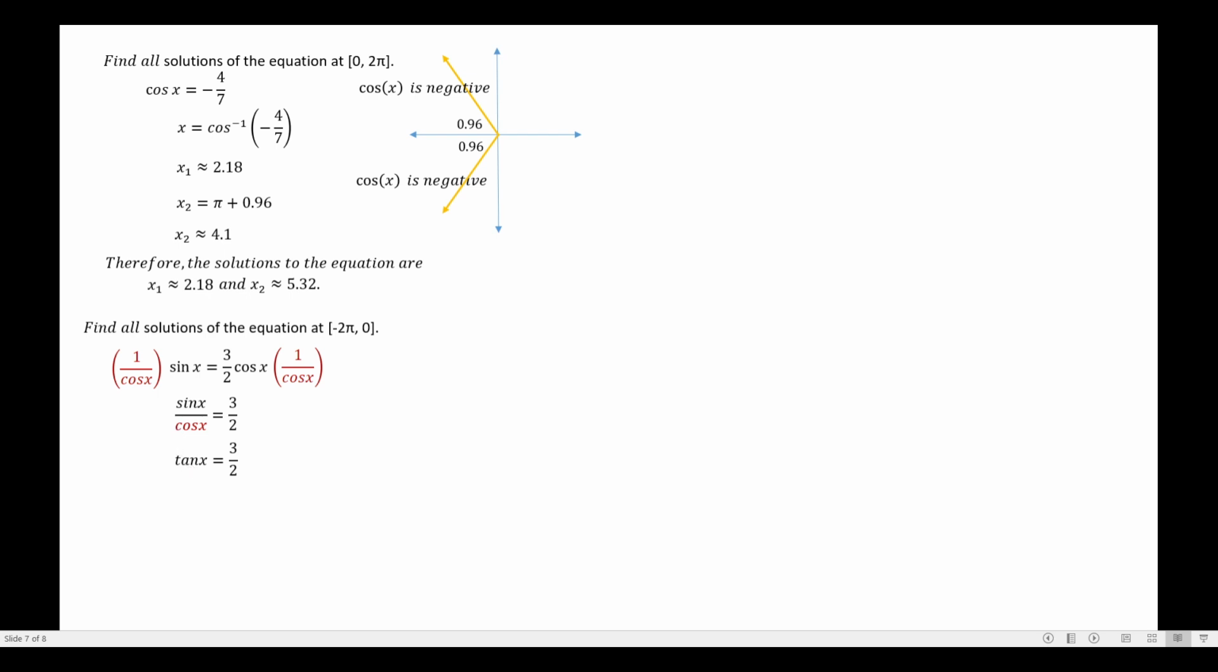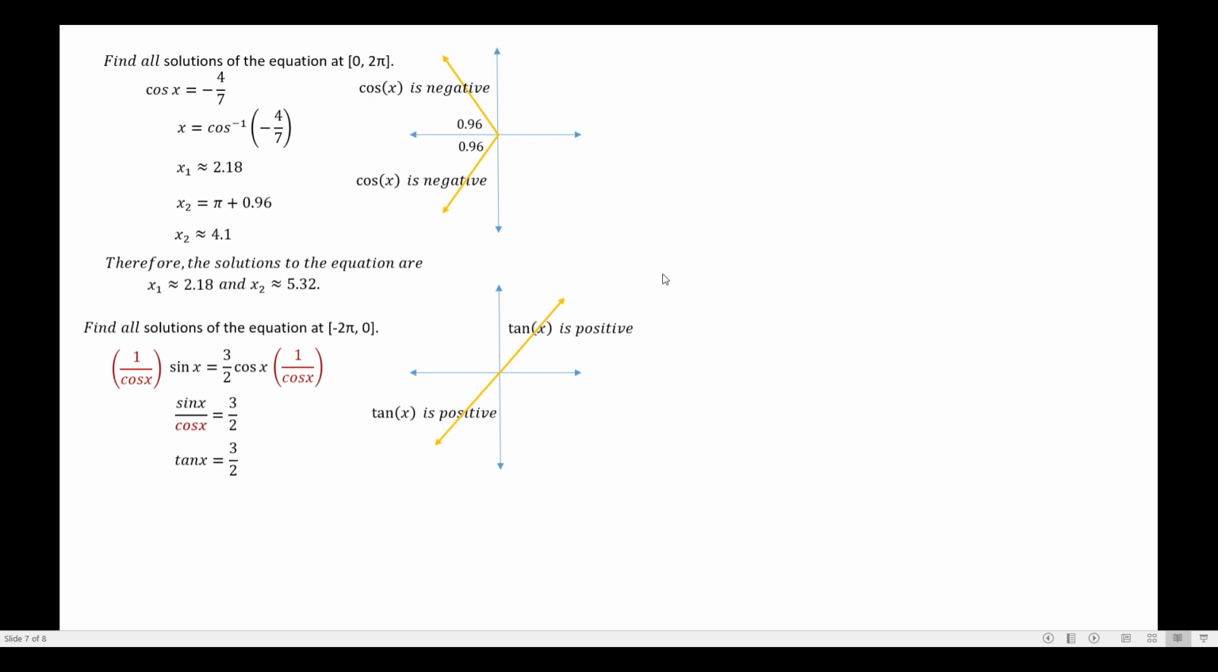Okay, which is now equal to 3 halves. And so we can now apply what we were doing in the previous examples. In this case, since this is tangent and the value is positive, I should consider these positions of the terminal side that is in quadrant 1 and quadrant 3. Because of course, tangent is positive in quadrant 1 and tangent is also positive in quadrant 3.